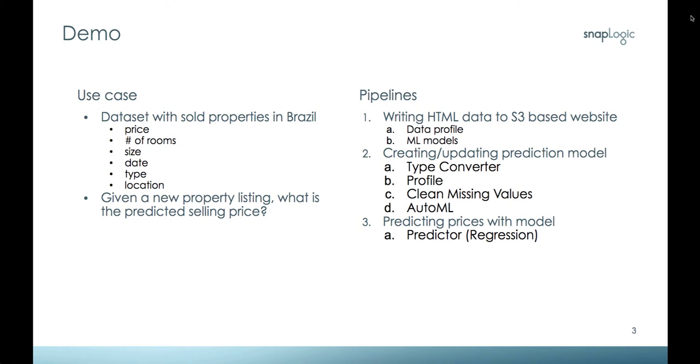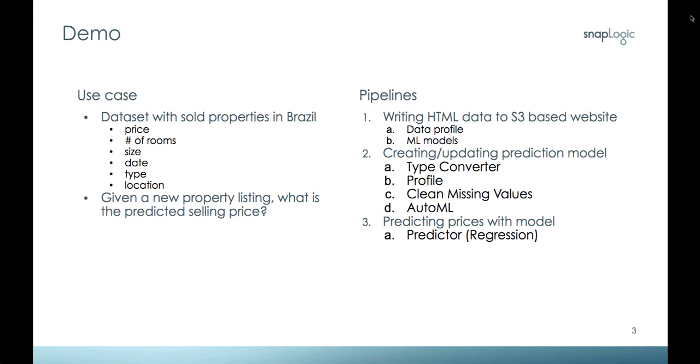Was it in Rio de Janeiro, or was it in another location within the country? And our goal is, given a new property listing, something that hasn't been sold yet, to find out the predicted selling price of that property based on the other factors of that property. So again, size, number of rooms, date, etc., where we don't have the price yet. That's our unknown parameter that we would like to predict.